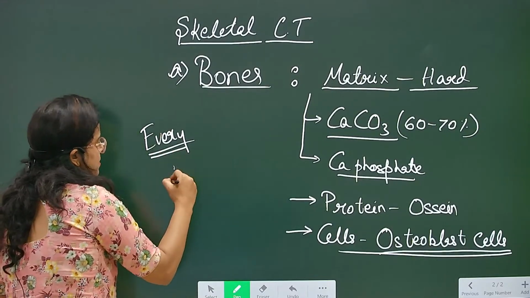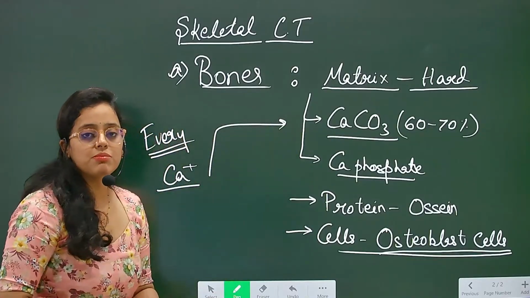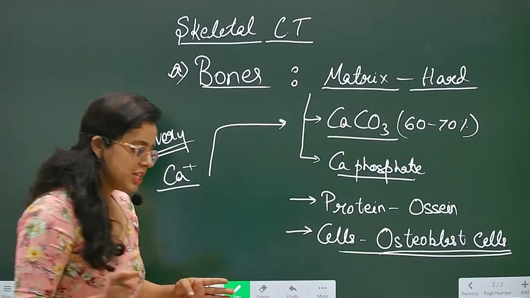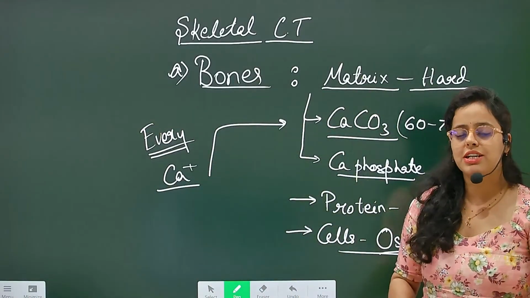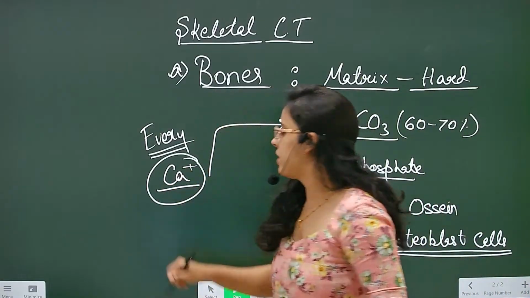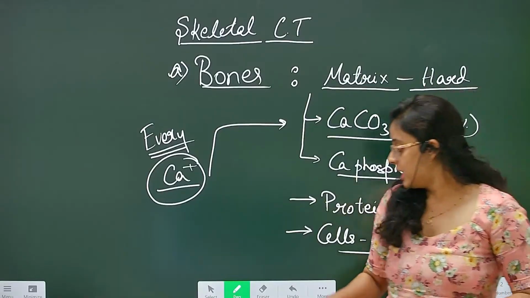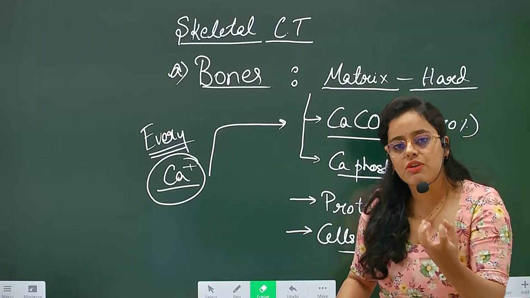Why? Because this calcium is required for the strength of the bones. The deficiency of calcium can cause various kinds of disorders. Mainly you must have learned in your earlier classes about rickets, right? Rickets is due to deficiency of calcium or vitamin D, right? So vitamin D is required for the absorption of the calcium.